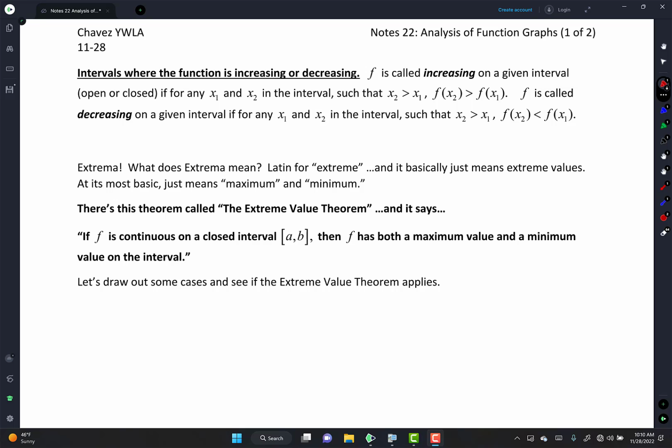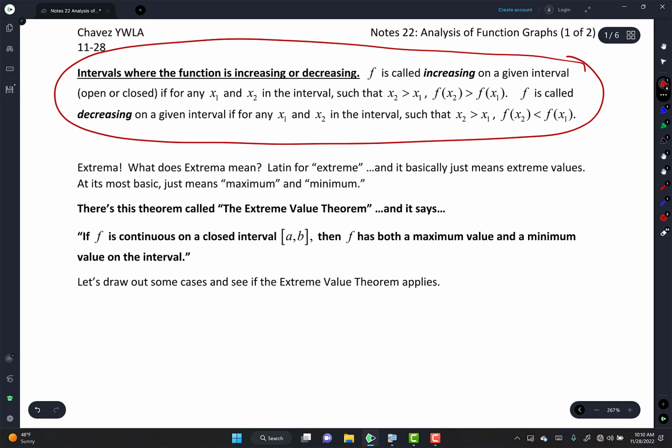So basic definition, guys. You always read a graph left to right. That's what all this stuff right here means. If the graph is increasing, if it's going up left to right, you're increasing. If the graph left to right is going down, you're decreasing. Does that make sense? Okay.